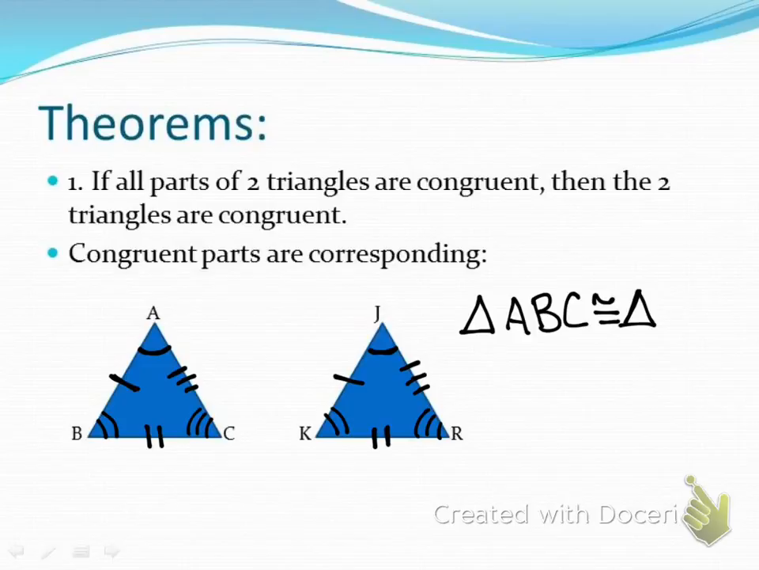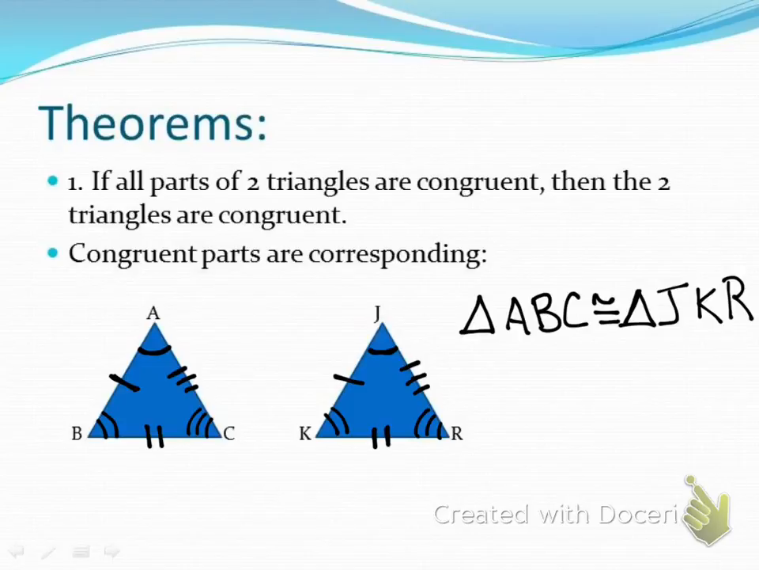Now here is where it gets a little on the tricky side. You need to write it in the exact same order so that the corresponding parts line up. So what do I need to do first if I have A first? J needs to go first. Good. And if B is second, what needs to go second in this triangle? K. And if C is last, what needs to be last in the other triangle? R. Good.